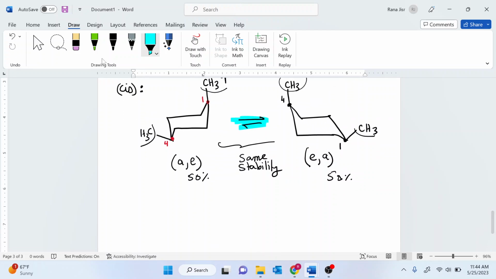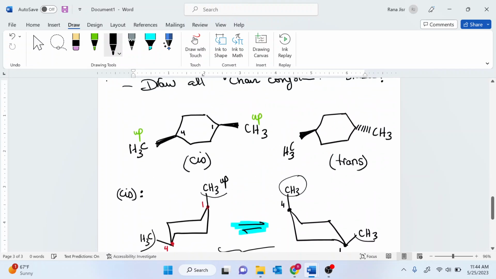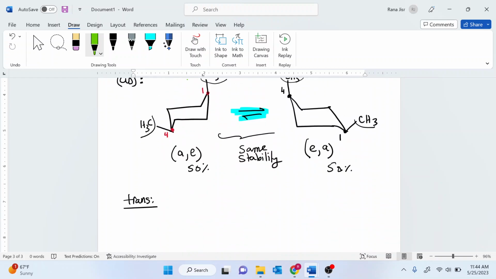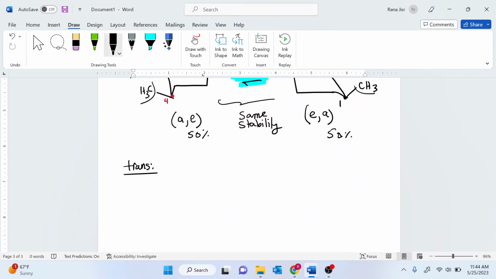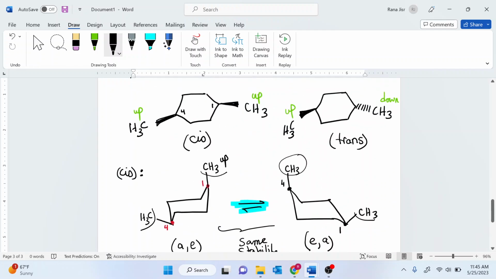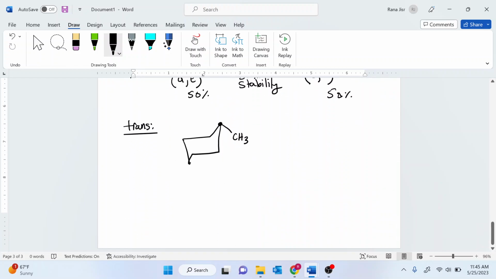Let's go ahead and do the trans. So for the trans, I do have this CH3 pointed down and the CH3 pointed up. So we're going to go ahead and change that into a chair conformation. On carbon number 1, my CH3 is pointed down. I'm just going to label this one as carbon number 1, this one as carbon number 4. And on carbon number 4, my CH3 is up. So here you go, it is up.